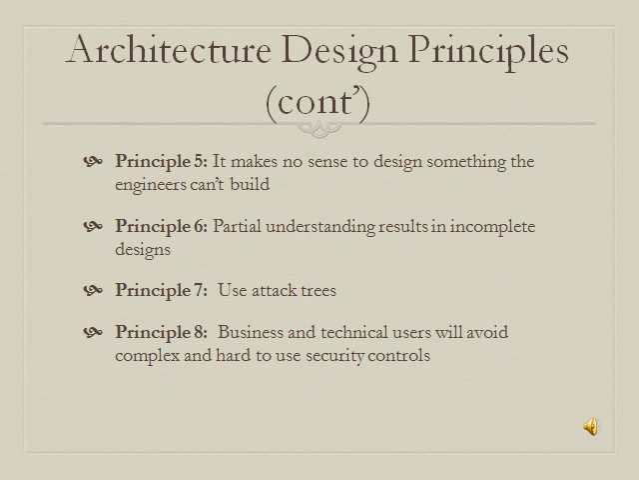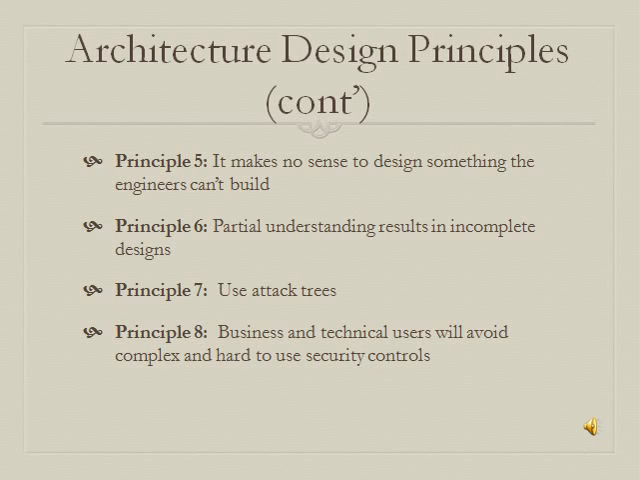Principle 5. It makes no sense to design something that engineers cannot build. For example, existing infrastructure and budget constraints might prohibit certain models. So then why even design those models? Principle 6. Architects who do not clearly understand the business, its mission, and its operations design incomplete architectures. If the architectures are incomplete, they will not be followed, and they become just worthless pieces of paper.